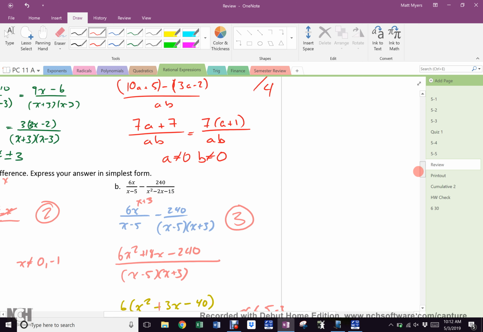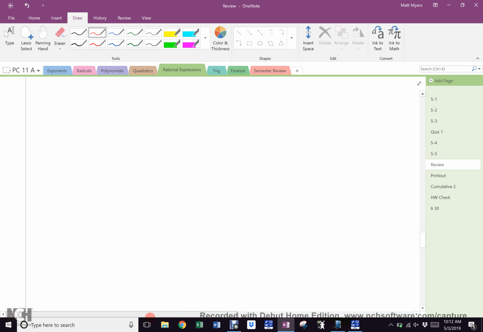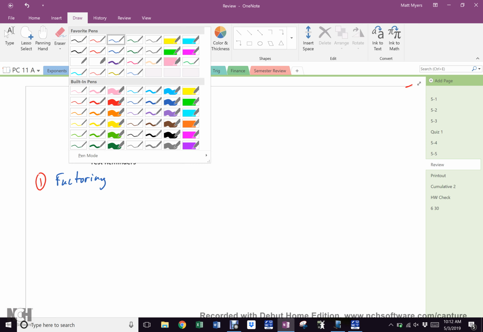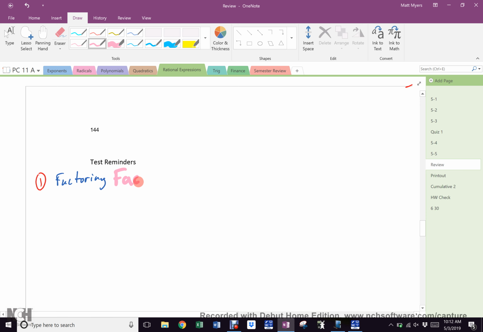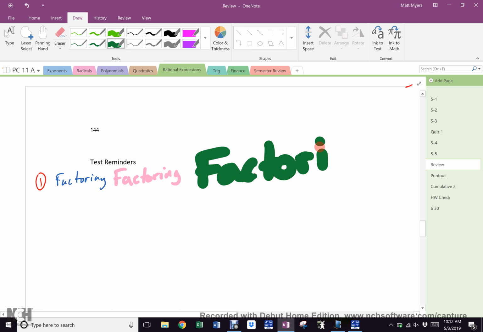Now, just to remind you, test reminders. What is the most important piece of math knowledge you can bring to this unit's party? Factoring. If you still cannot factor, you are going to be in a lot of trouble.